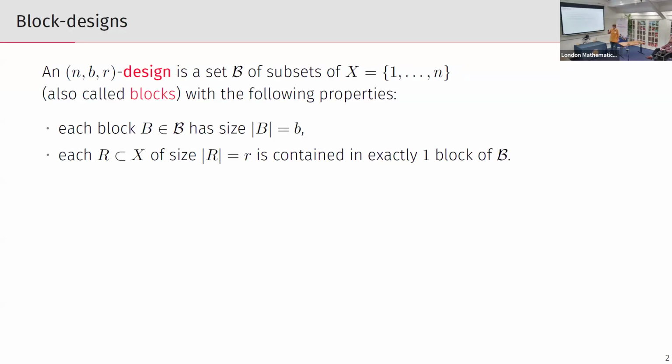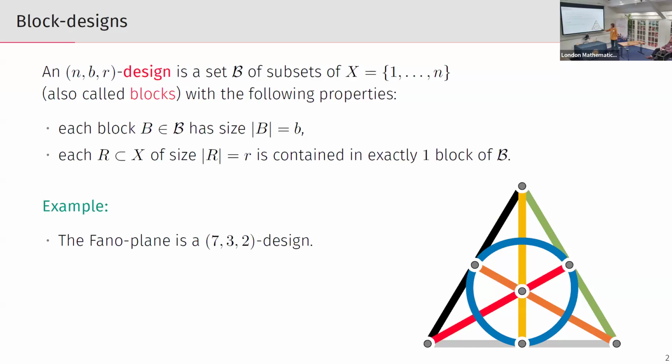Right, so actually, you all know things of this type. One example is the Fano plane. This is a 7-3-2 design. What does it mean? My ground set is of size 7, so these are my 7 vertices here. My blocks are of size 3, which I just indicate here by these colors. And it has the property that every pair of vertices is contained in exactly one block.